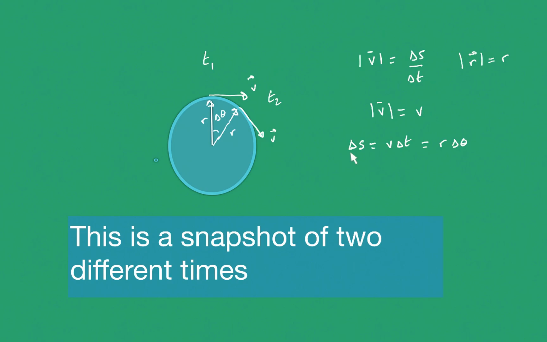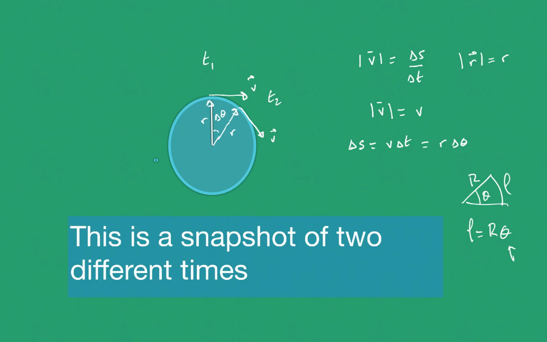So delta S will be V by delta T. Now, delta S is this arc, and this arc is the radius by the angle. The radius by the angle is the arc. Why? Because you know that in a circumference, the length of the arc, the angle here and the radius r are related because L is equal to r by theta, with theta in radians. This equation is only valid if you measure theta in radians.